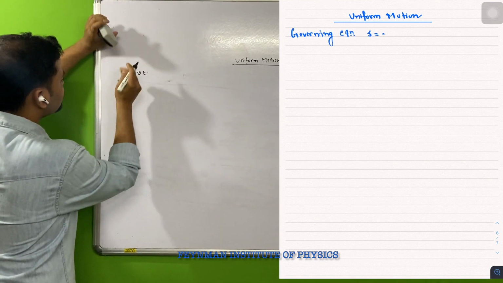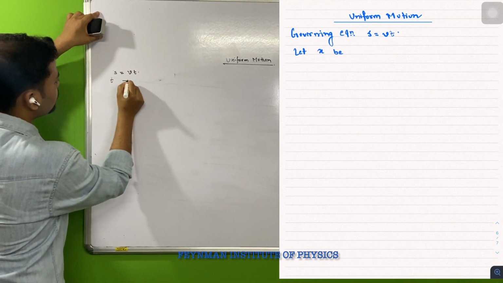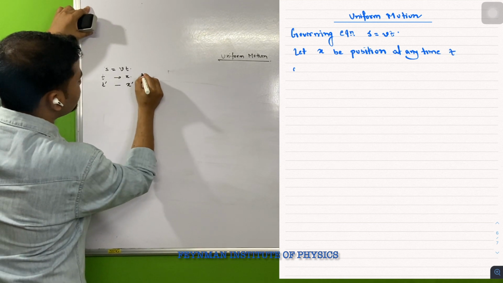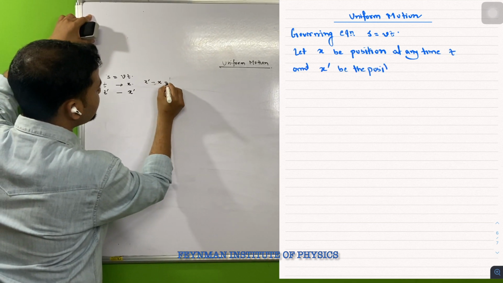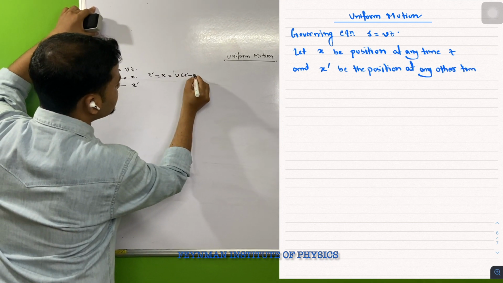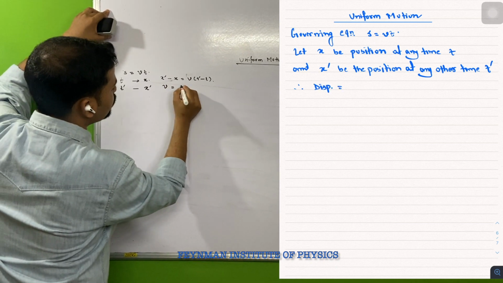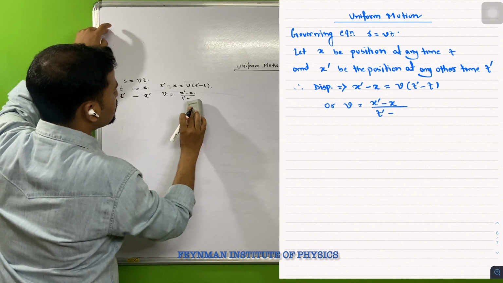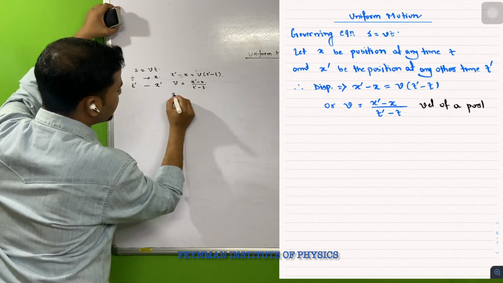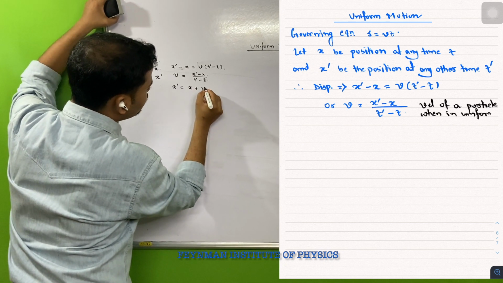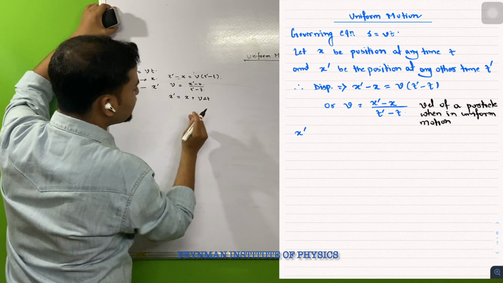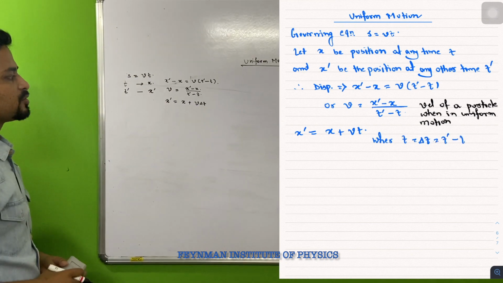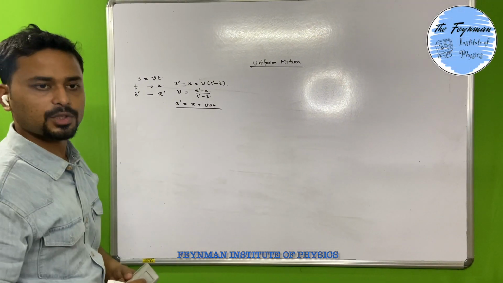Now say x is the displacement of the object at any time t, and x prime is the displacement of the object at any time t prime. Therefore, this equation S is equal to Vt can be represented by x prime minus x is equal to V into t prime minus t, or we can write V is equal to x prime minus x divided by t prime minus t, or we can write x prime is equal to x plus V into t prime minus t. We can write it as delta t. So we can use this equation for calculating different positions of the object when it is in uniform motion.